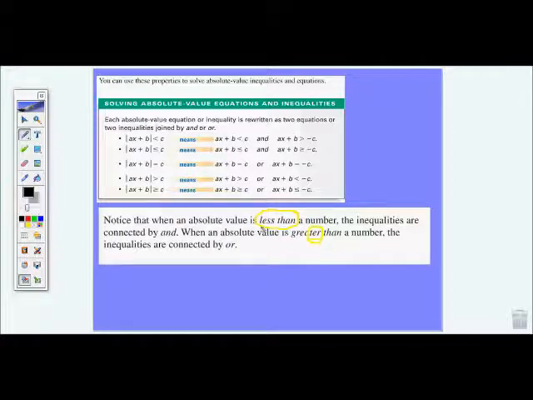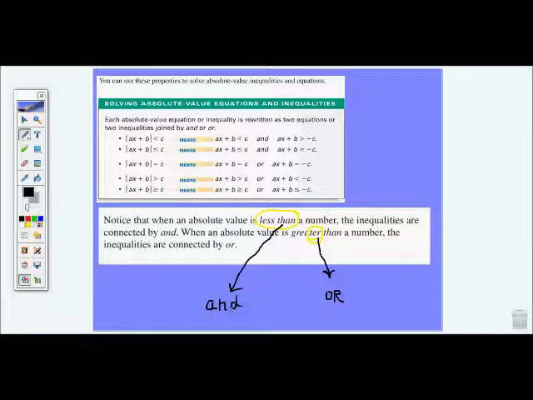However, the trick that Ms. Hurley shared with me is when you are using the expression less than, you're going to use than to remind you that that sentence is going to be a compound inequality that uses the word and, because than sounds like and. If the original sentence says greater than, that is going to end up being an or statement. It could be either or.